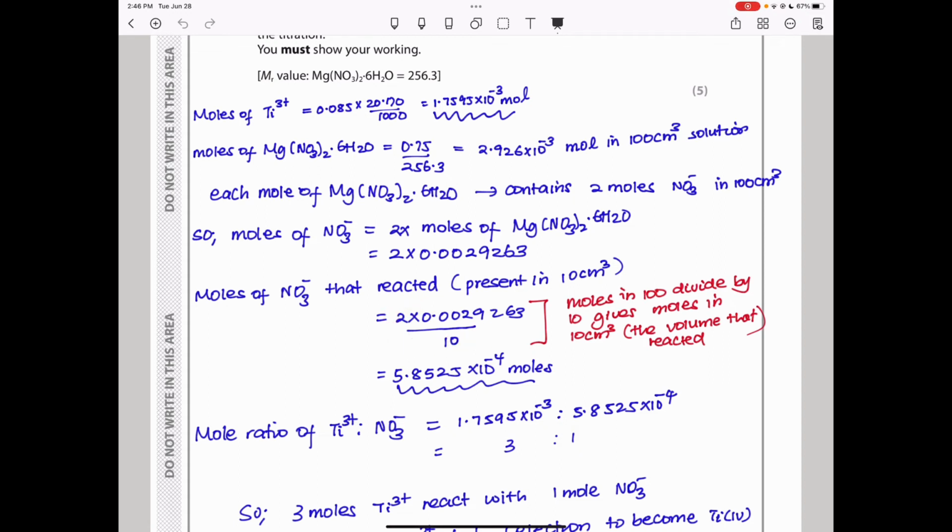And this is going to be divided by 10. 100 divided by 10 gives you what was present in the 10. And this is going to be that. Remember, this is present in 100. Okay? And when you divide by 10, you get those present in the 10. So these are the moles.